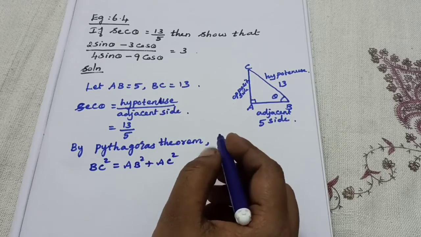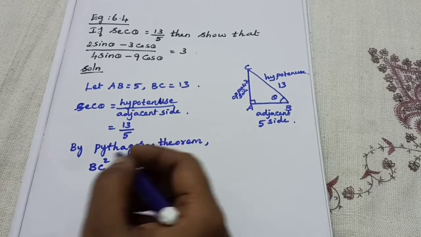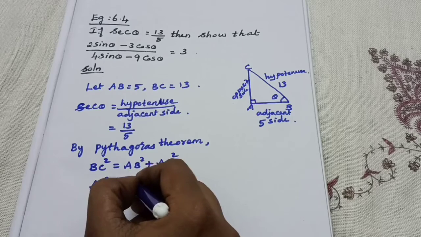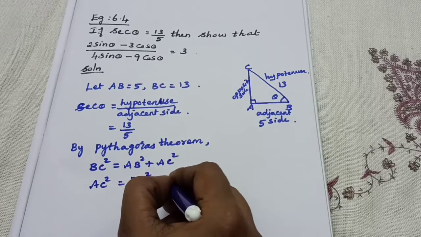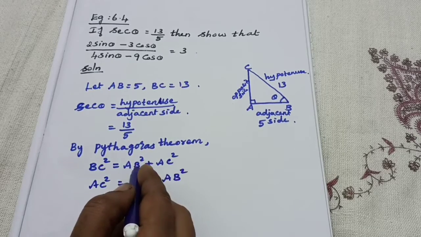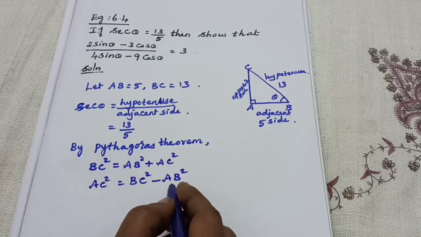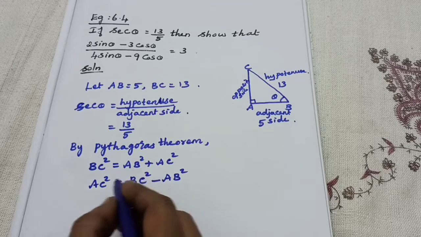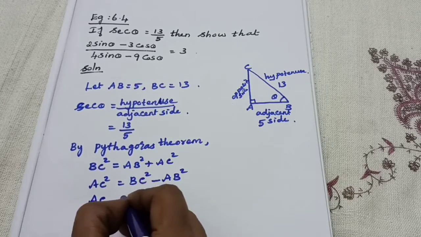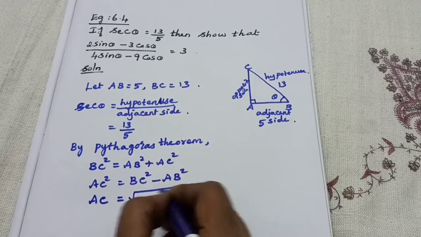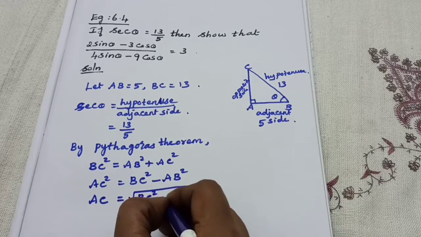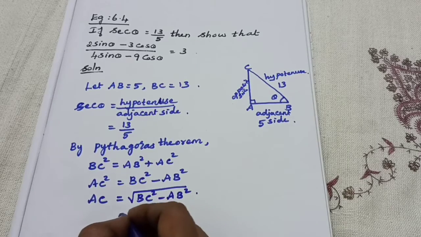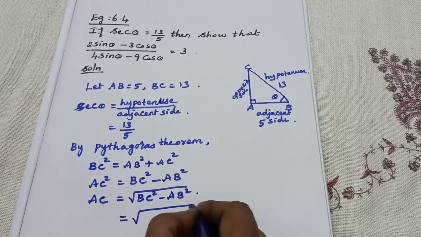But only the value of AC is what we need, isn't it? So what can we write? Therefore, AC square is equal to BC square minus AB square. Am I correct? This AB square we have to bring to this side, then we get minus AB square. Then we need AC, therefore AC is equal to the square root of BC square minus AB square. Am I correct?